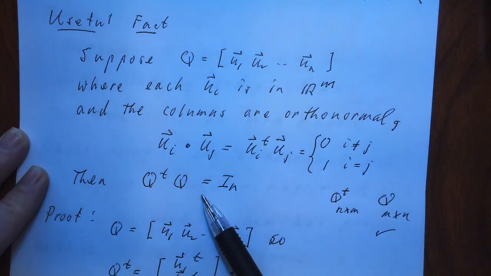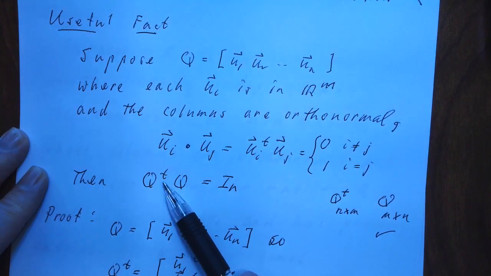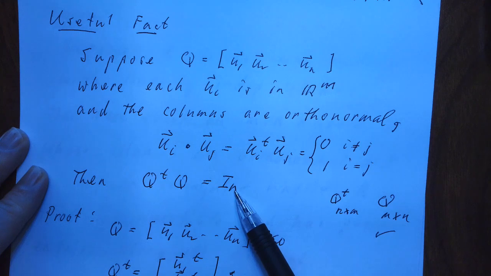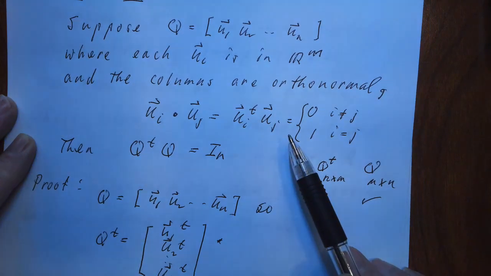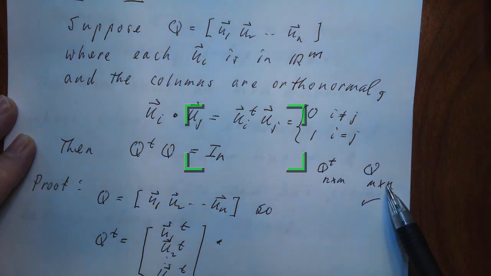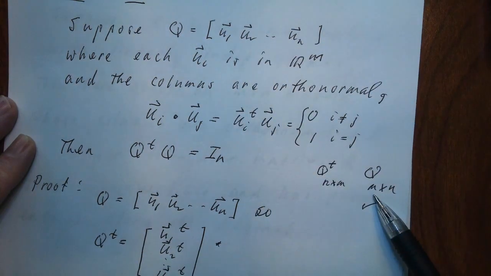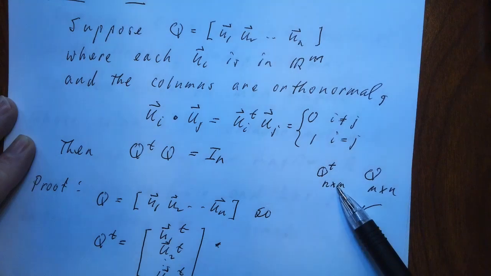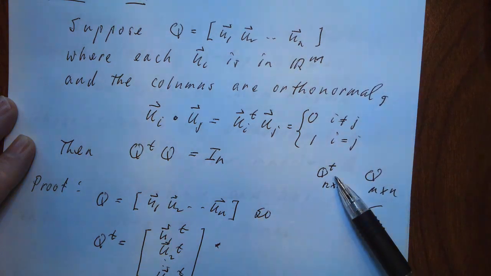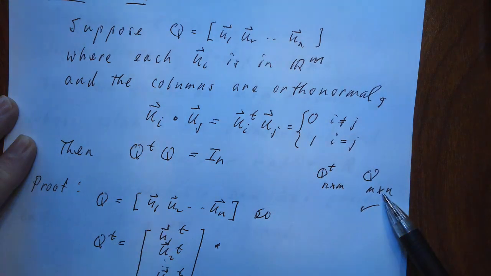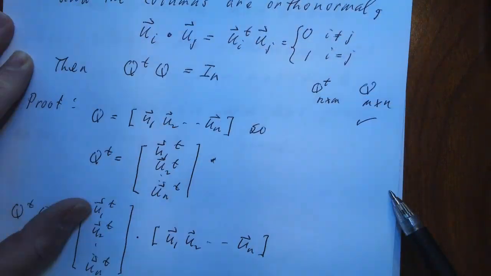Now, the useful fact is that if we have a matrix of this form and we multiply Q transpose times Q, we get the n by n identity matrix. Let's just check the dimensions. Q is m by n because it's made up of n vectors, each having m components. Q transpose, therefore, is n by m, so the product of the two should be a square matrix of dimension n by n. So why does this useful fact hold?